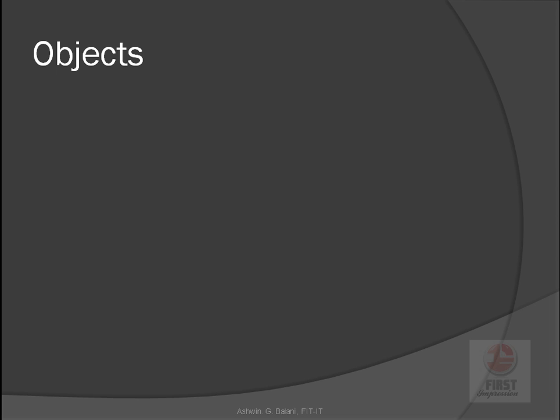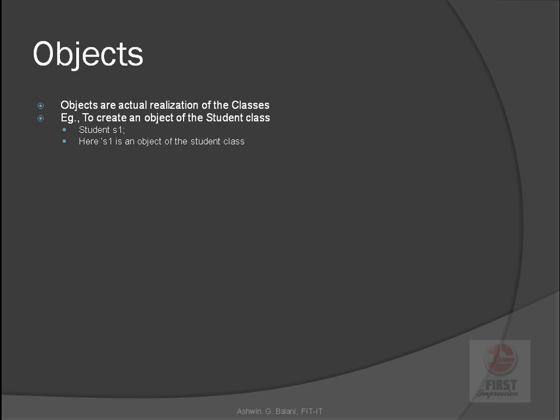Now let's go into depth about objects. Objects are nothing but actual realizations of a class. To create an object of the student class, we have to say Student space S1, where S1 is an object of the student class. Objects will expose the variables defined in the class to the programmer. So if a programmer wants to access the variables like name, roll number, address, branch, etc., he'll be able to do that with the help of objects.